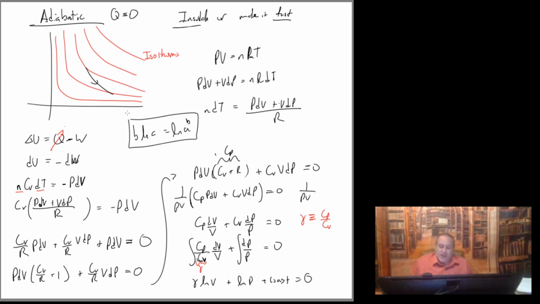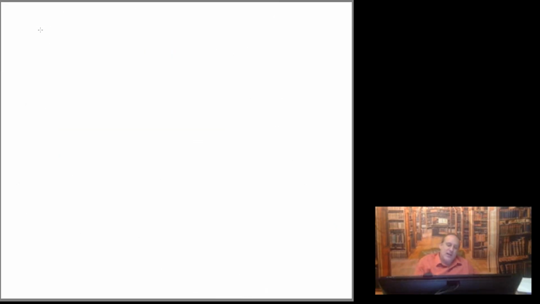Okay, so then gamma ln of v is equal to ln of v to the gamma. And we can just move that constant to the other side. I don't know if that constant's positive or negative, so it's still just a constant. And finally, we can combine these two natural logs. A sum of two natural logs is a natural log of the product.